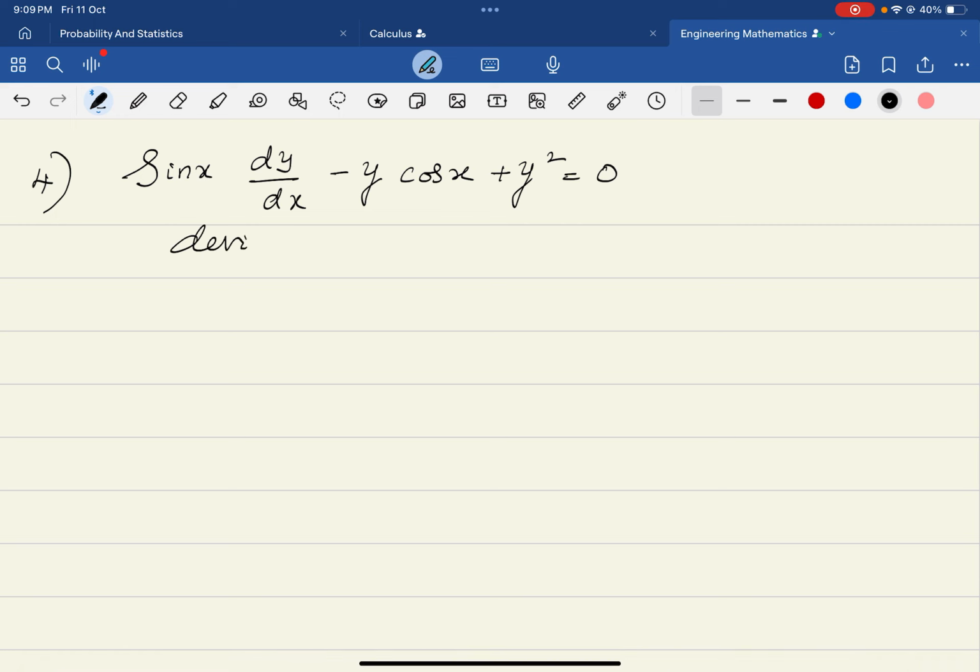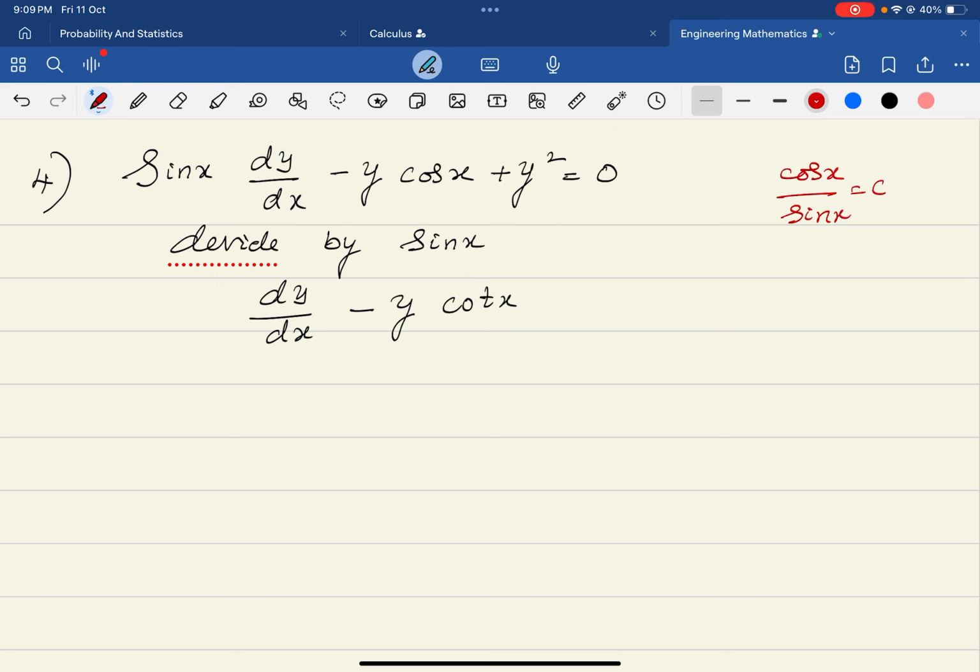So first we divide by sin x. Then what do we get? dy by dx minus y cosine x by sin x, which is cot x. I hope all of you know that cosine x by sin x is equal to cot x, and 1 over sin x is given by cosecant x. These are things you know already. So we can write now: minus y cot x plus y square cosecant x is equal to 0.